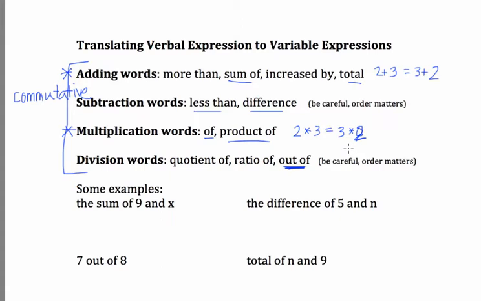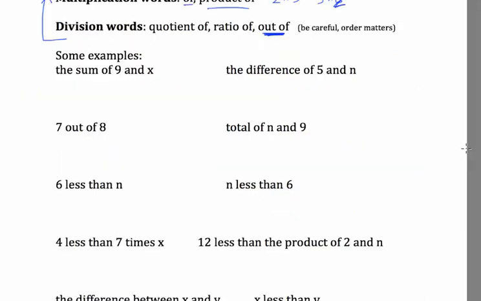But in subtraction and division, those are not commutative. For example, 2 minus 1 is not the same thing as 1 minus 2. So you have to be careful when you're making an expression out of subtraction and division of what order you put the terms in. Let's look at some examples.